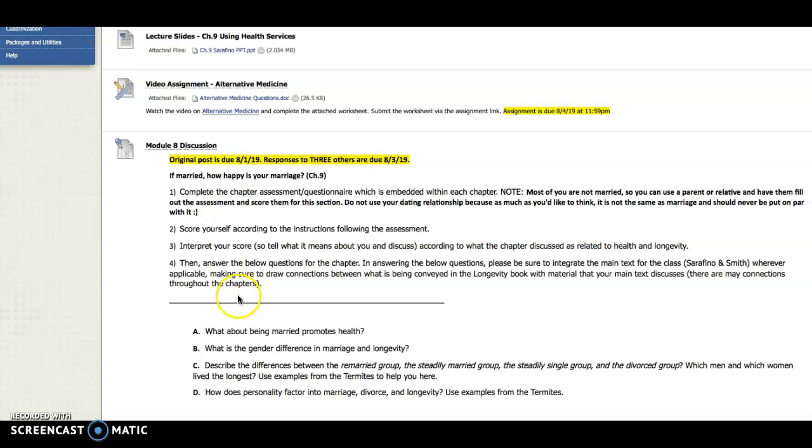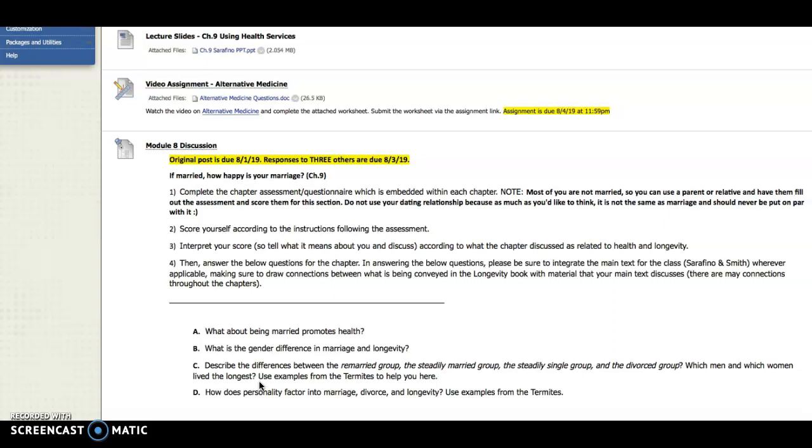And then when you're ready to do so, you can answer these questions about what the Longevity Project found about being married. What about being married promotes health? What are some gender differences that we notice in marriage and longevity? And looking at the various groups that Terman's data studied across time, which really give us clues as to how we can best use our relationships to promote health and longevity. So those are the questions that go along with the Longevity Project reading for this Module 8 discussion.